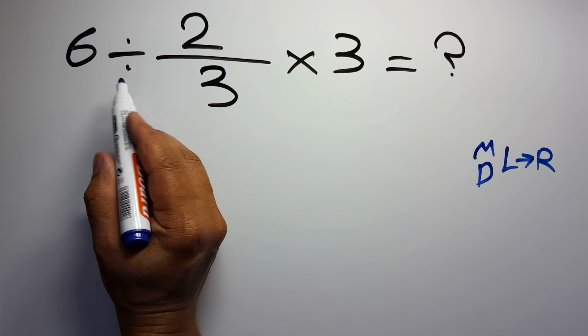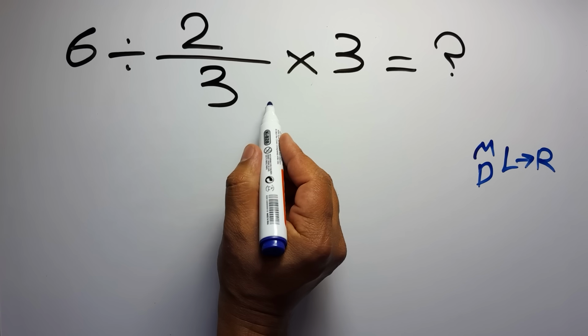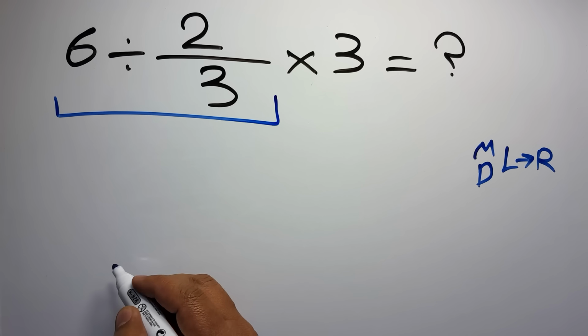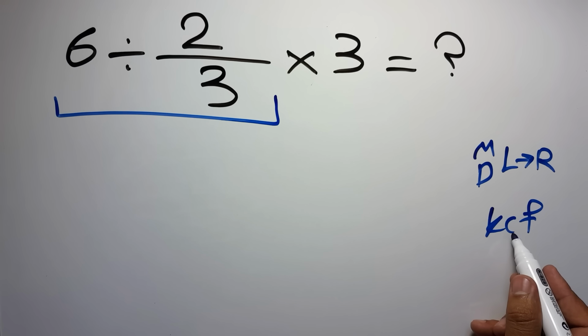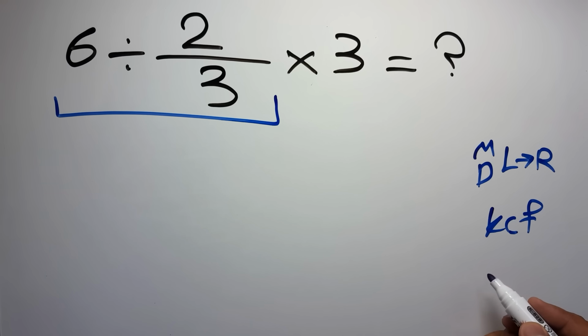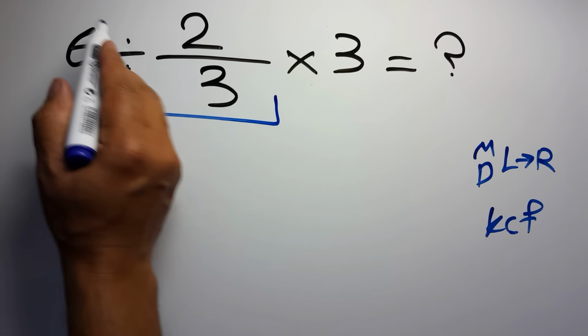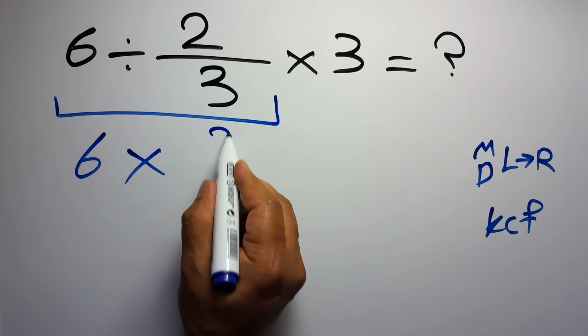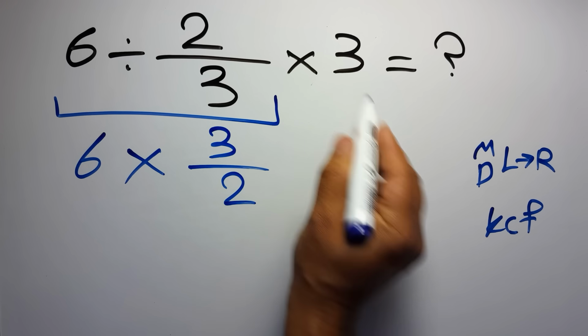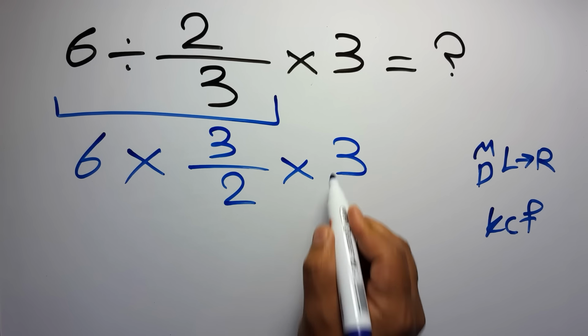So first we have to do this division. 6 divided by 2 over 3. According to the KCF rule, K stands for keep, C stands for change, and F stands for flip. We can write keep the first fraction, change division to multiplication, and flip the second fraction. And here we have times 3.